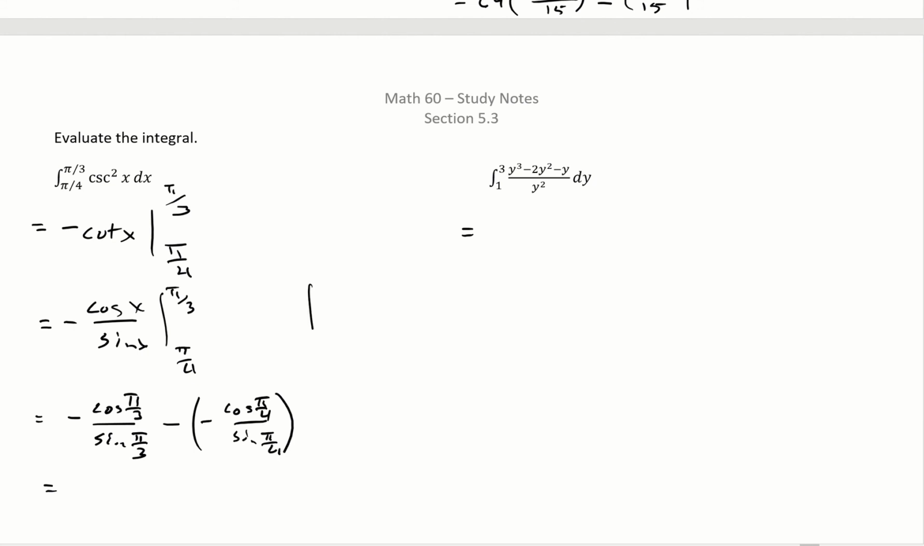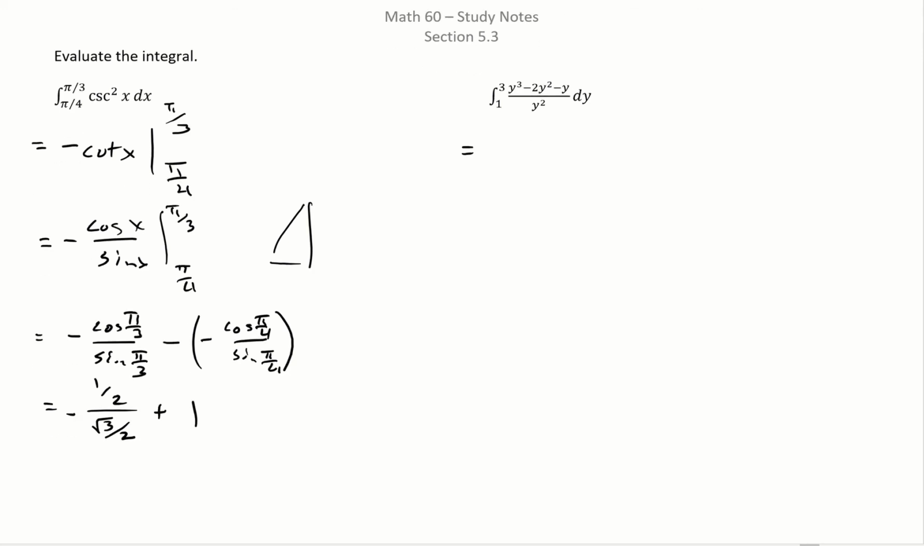Okay, so what is pi over 3? Sine's the big guy. It's going to be a minus. It has a 1/2 on top, and it has a radical 3 over 2 on the bottom, and then plus. And this is where they're equal to each other, so it's just 1. So it's looking like the answer is 1 minus 1 over radical 3. Good enough. There you go.